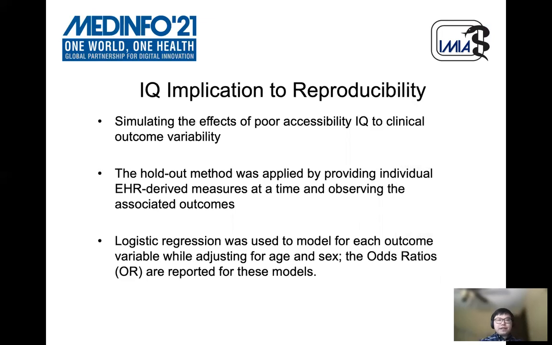To illustrate the implication of information quality to reproducibility, we conducted a simulation. Specifically, we focused on simulating the effects of poor accessibility information quality on clinical outcome variability. We used the holdout method by applying individual EHR-derived measures one at a time and observing the associated outcomes. We used logistic regression to model each variable with the outcome while adjusting for age and sex, and reported the odds ratio.